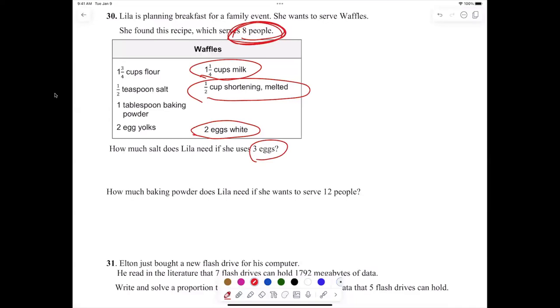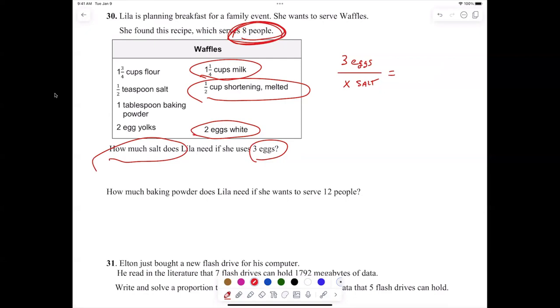So how much salt do I need? All right. So how much salt, using the information? I want everybody to write down 3 eggs over. We don't know how much salt we need, so that's your variable, x salt. So my recipe calls for how many eggs?